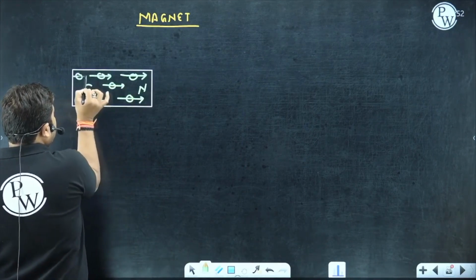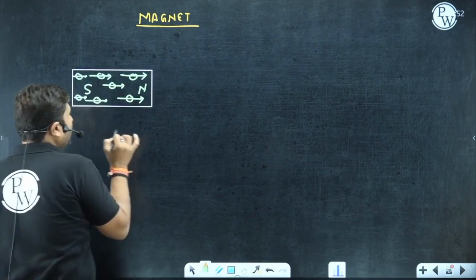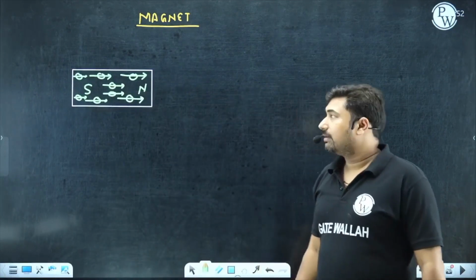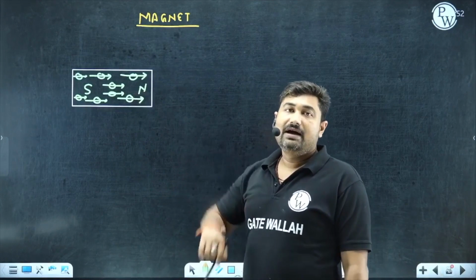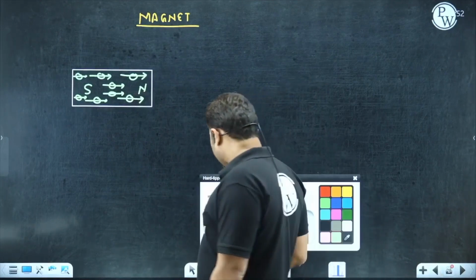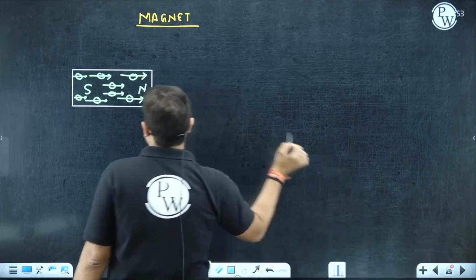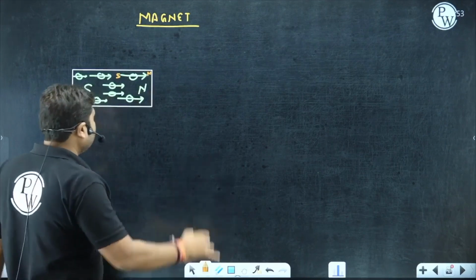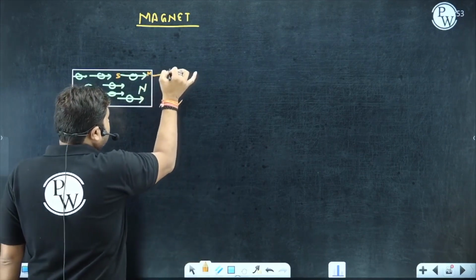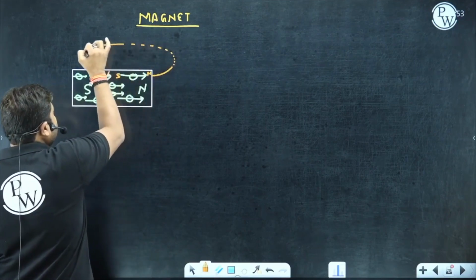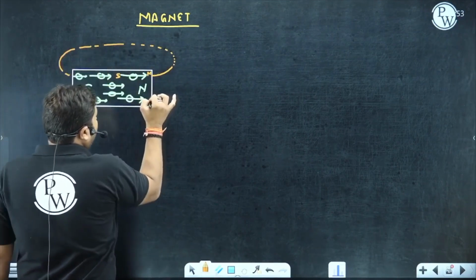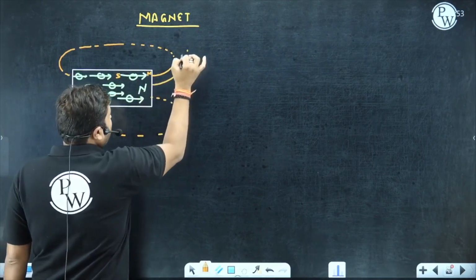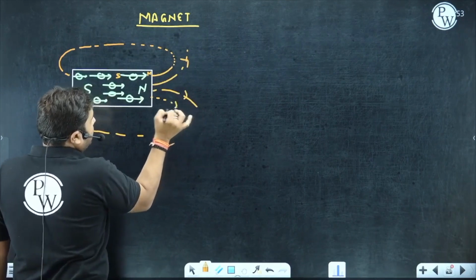In a magnetic material, these dipoles are aligned in one direction, and they are responsible for making the material behave like a magnetic material. These dipoles are the smallest magnets, and the arrow tip is north and the arrow tail is south. These dipoles create a magnetic field, and that magnetic field comes out from the material at the north pole and goes inside the material again at the south pole.